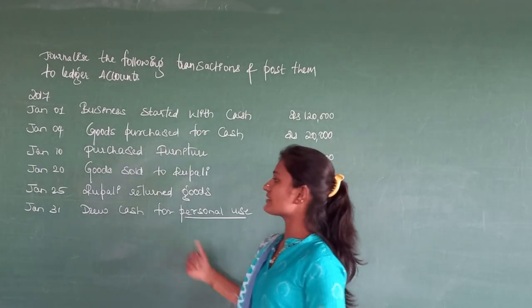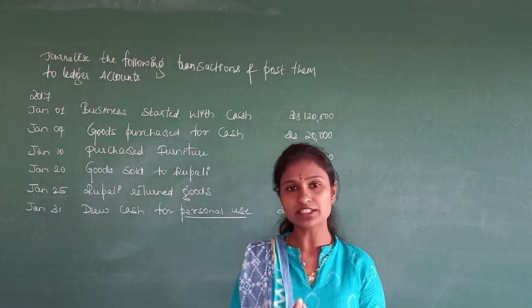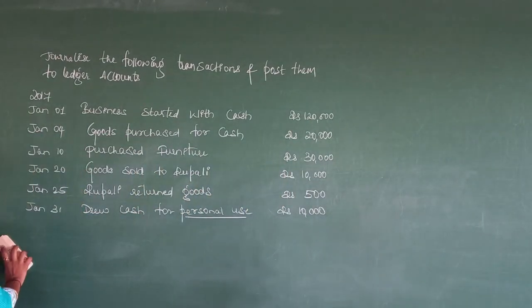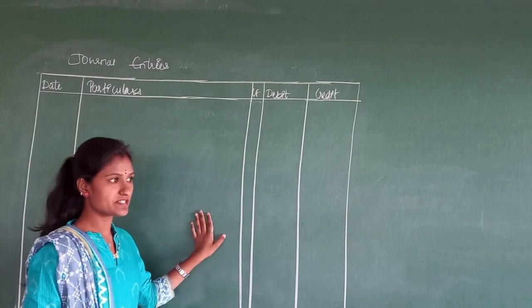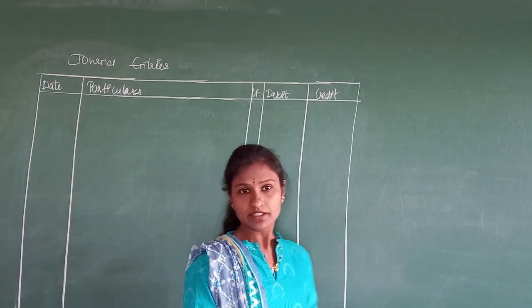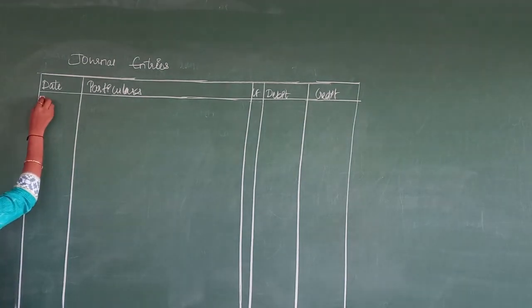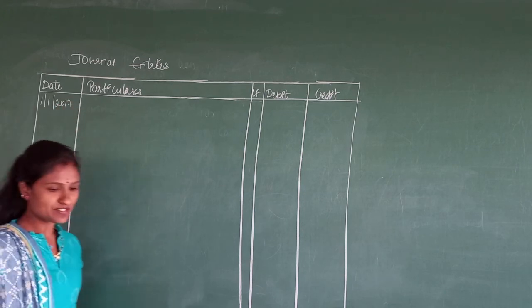So these are the transactions, and now first of all we need to put the journal entries, so we will see that here. This is the journal entries table; I have put a table, right? Now we will solve it. That is the first one, on January 1st, 2017. So we read out the transactions here.